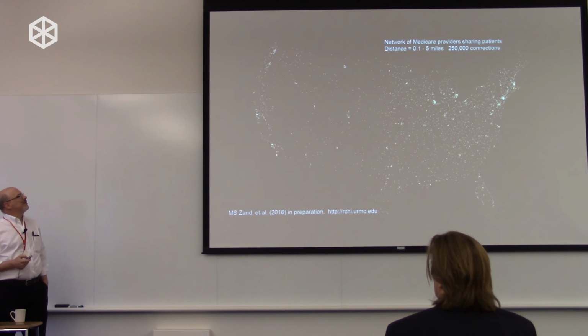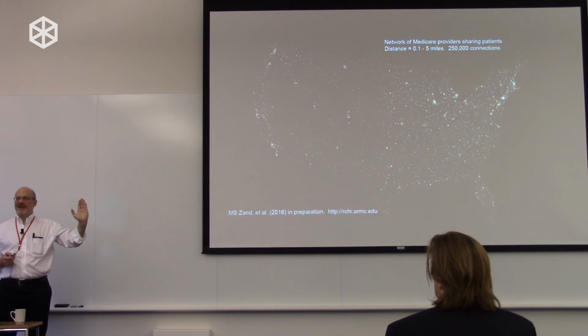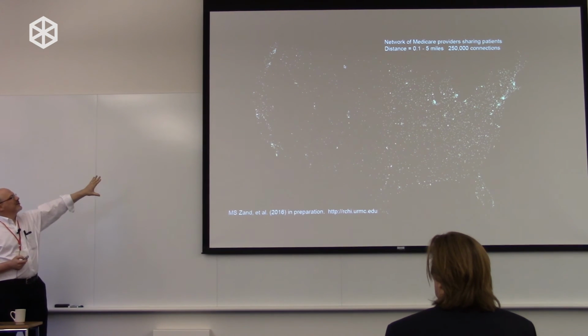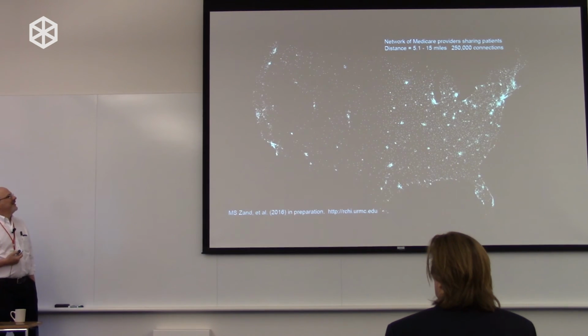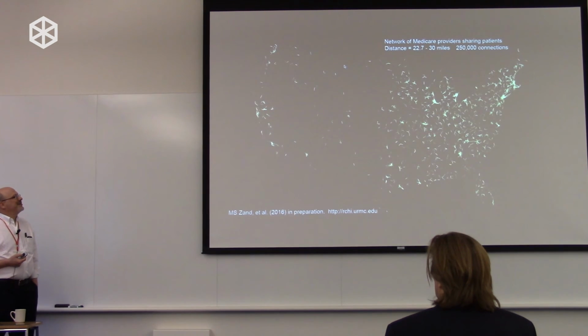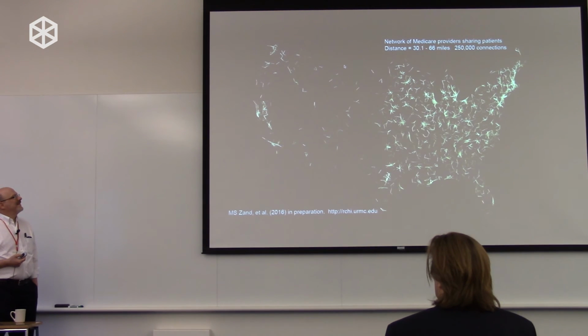So these are distances where people have sequentially seen one provider, and then the second provider that they saw next is less than 5 miles away. And this layout represents 250,000 edges. And what you see as you increase the distance between the healthcare providers that people traveled to are these star-shaped patterns. So these represent people traveling from rural areas back to larger cities where specialty care is available.